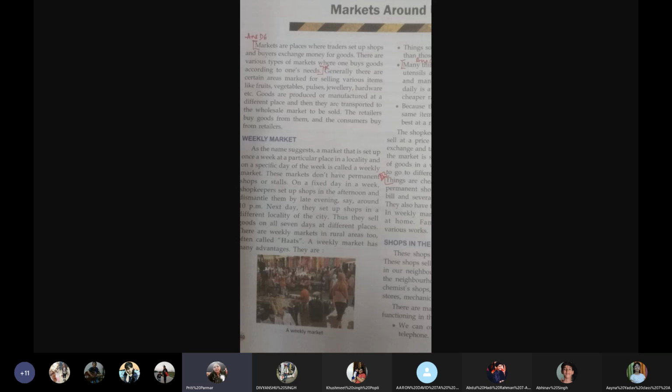Goods are produced or manufactured at a different place and then they are transported to the wholesale market to be sold. A simple example is the daily milk that you buy. You know that milk is not manufactured near the shop or in the shop. Most of the goods are manufactured somewhere else. There is a different production division where they are manufactured and then they are transported to various spots where they are sold in a wholesale market, where the traders go and buy in wholesale.